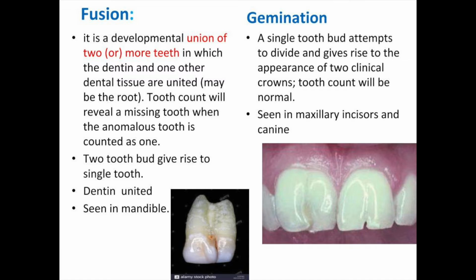Germination. It's a single tooth bud that attempts to divide and gives rise to the appearance of two clinical crowns. Tooth count will be normal, seen in maxillary incisors and canine.